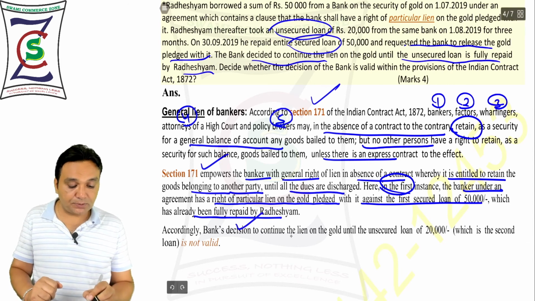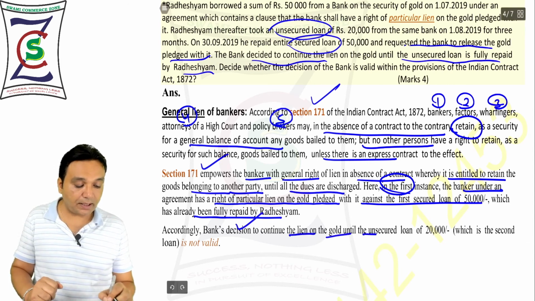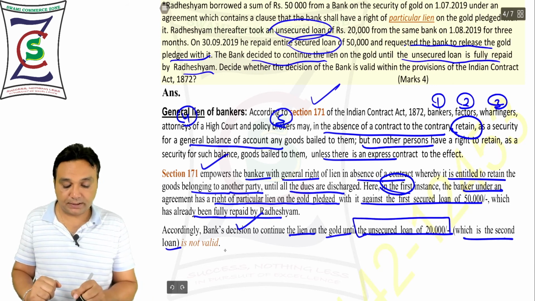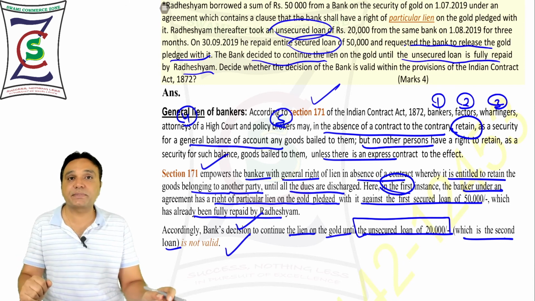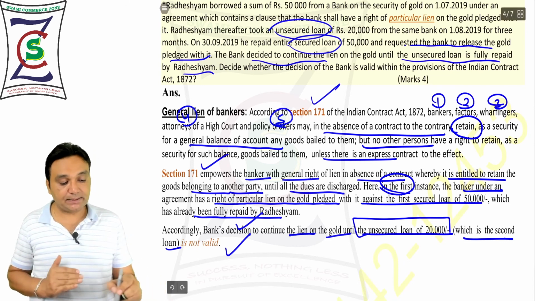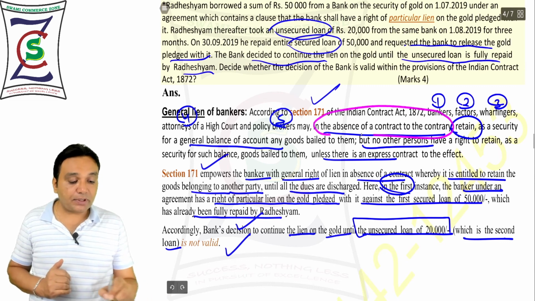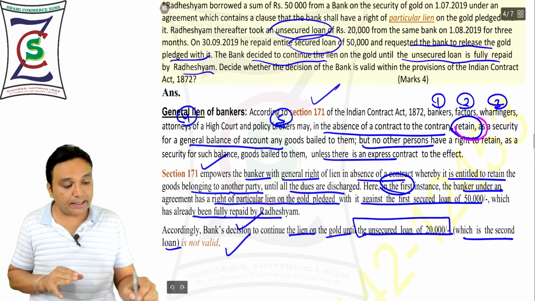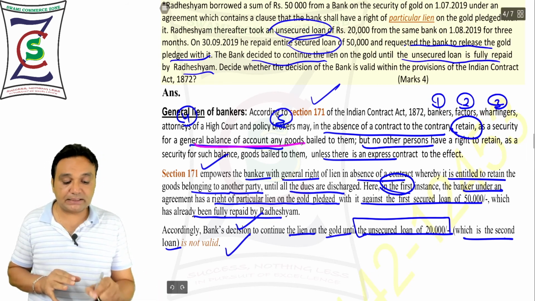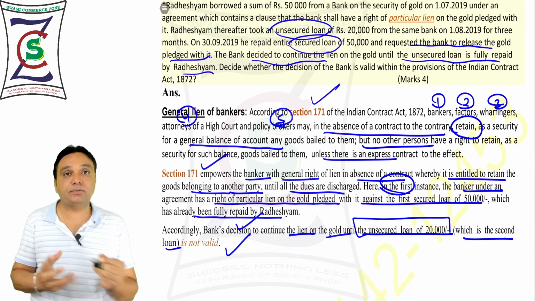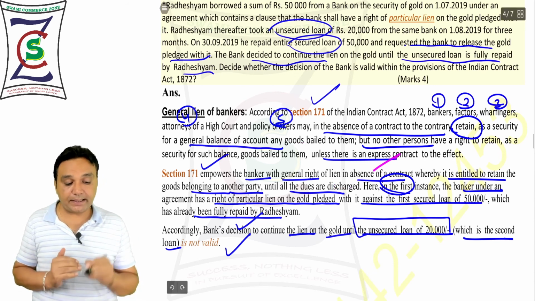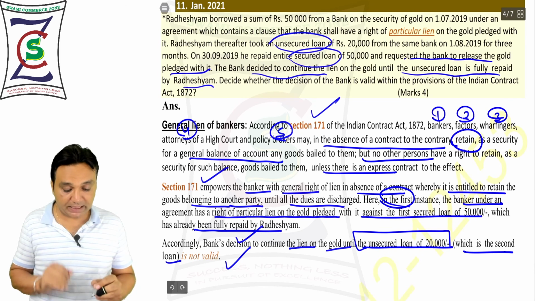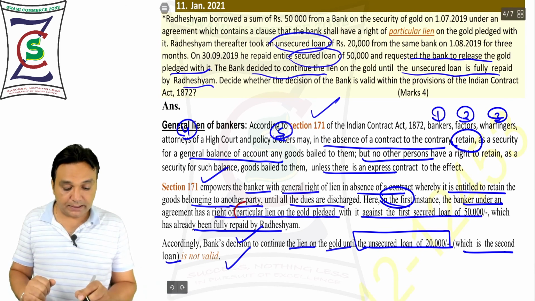Accordingly, bank's decision to continue the lien on the gold until the unsecured loan of 20,000, which is the second loan, is not valid. Now the interesting part comes, because what section 171 says, in the absence of contract to contrary, even when there is no express contract, the bank has the right to retain as security for the general balance of accounts any goods bailed to them. Now here the ICAI answer says no, they are not going to have. Rather, in their answer they have mentioned that it is a particular lien.